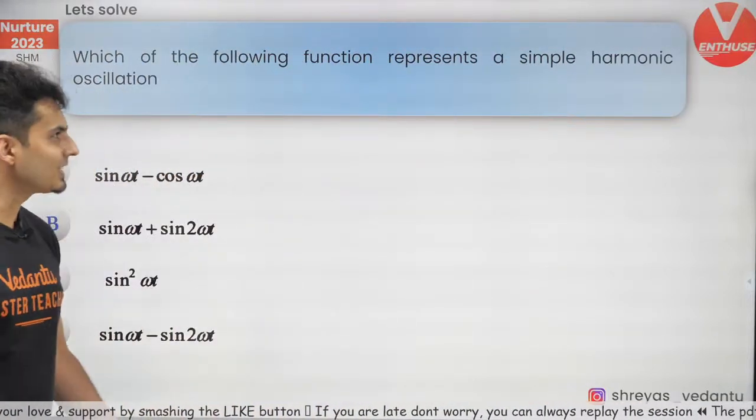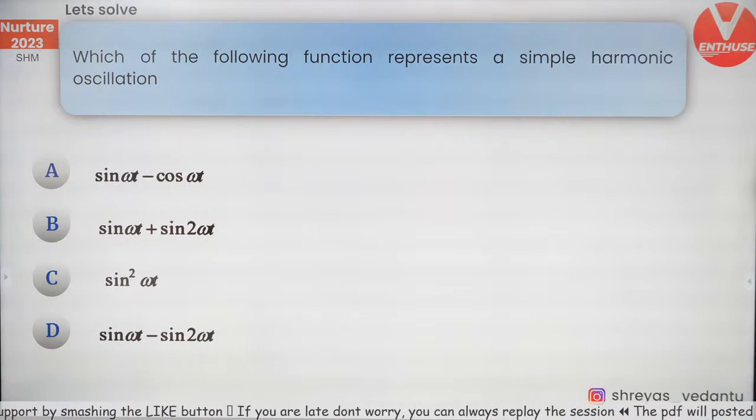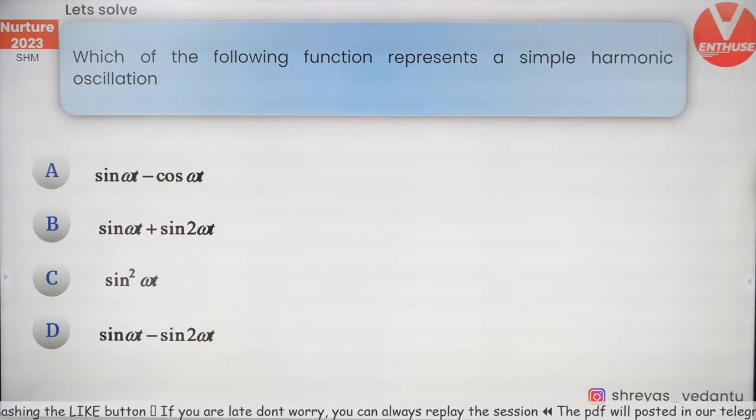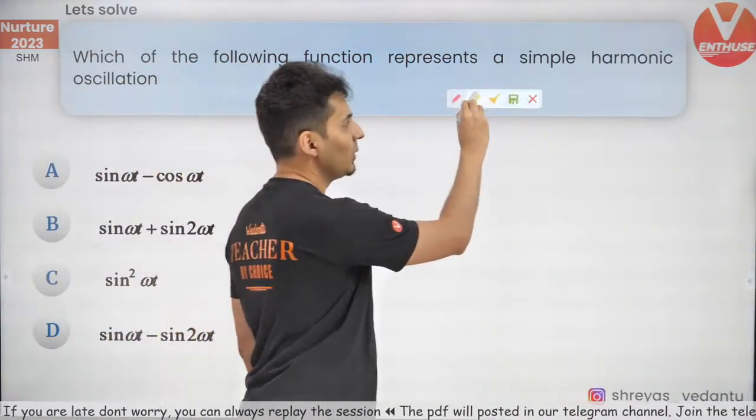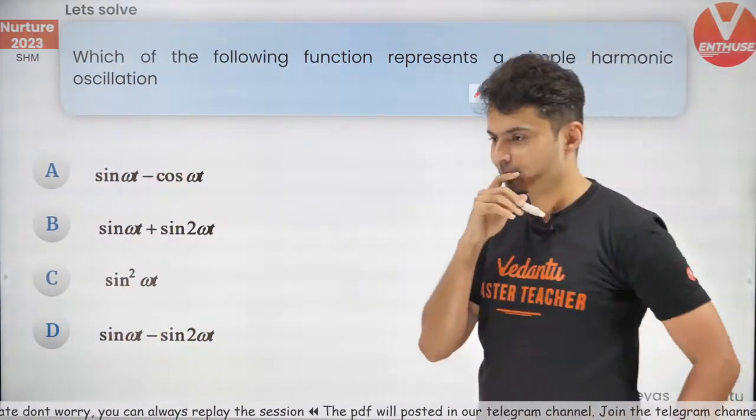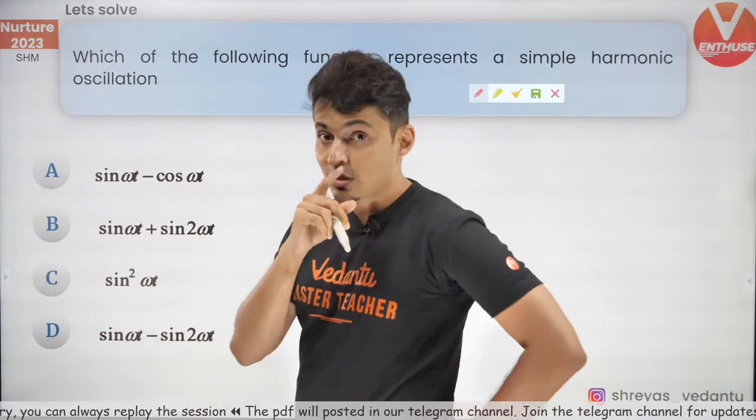Which of the following functions represent simple harmonic motion? Very, very interesting question. Only one of, no, more than one could be correct. Which of the following can represent SHM? Now this is very interesting.